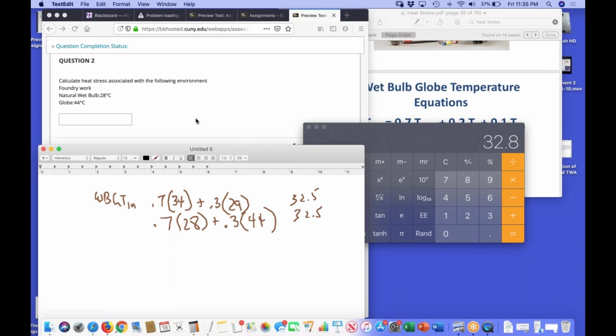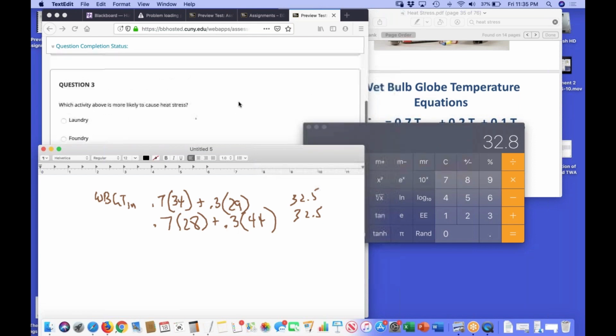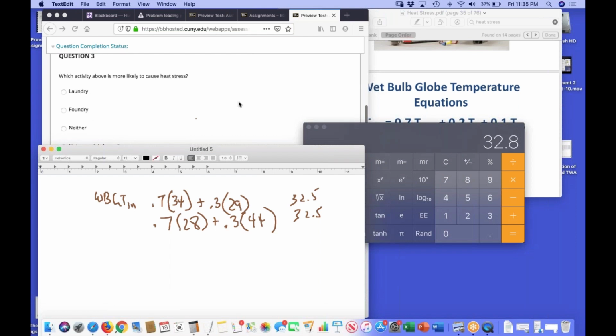So given what we have been told here, which activity is more likely to cause heat stress? Well, given that we haven't been told any other information about metabolic rate or anything like that, I would probably pick foundry here, just simply based on the effective wet bulb globe temperature in the two environments. You know, I hate to say this, but perhaps you could consider putting not enough information, because we don't know the metabolic rate of the two workers.